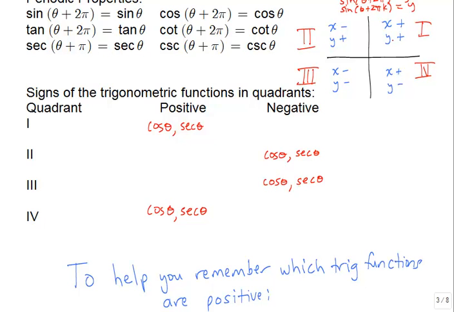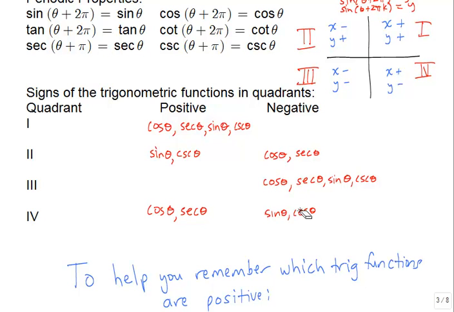If we look at the y coordinates here, y is the sine value. So the y value is positive in quadrants 1 and 2, so that means the sine has to be positive in quadrants 1 and 2. Its reciprocal is cosecant of theta, so it would also be positive in those two quadrants. Y is negative in quadrants 3 and 4, so sine would be negative in quadrant 3, and sine would be negative in quadrant 4, and so would its reciprocal.